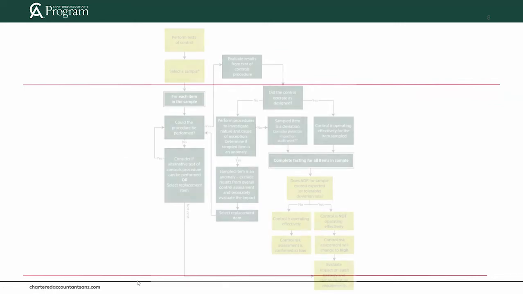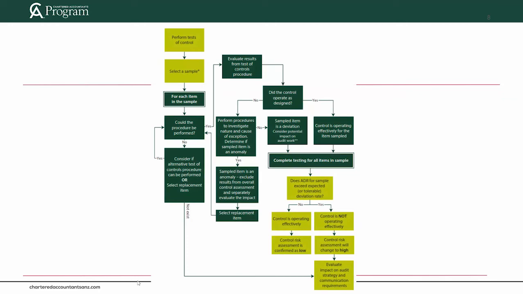Now let's go through the process of evaluating the test of control results. Dark green boxes specifically represent the steps in relation to each sample. For each item in the sample, consider if the procedure could be performed. If not, depending on why that is the case, the appropriate responses were discussed earlier in the video. For each item in the sample where the procedure could be performed, evaluate the results by asking, did the control operate as designed? If yes, then the auditor can conclude that the control is operating effectively for the items sampled.